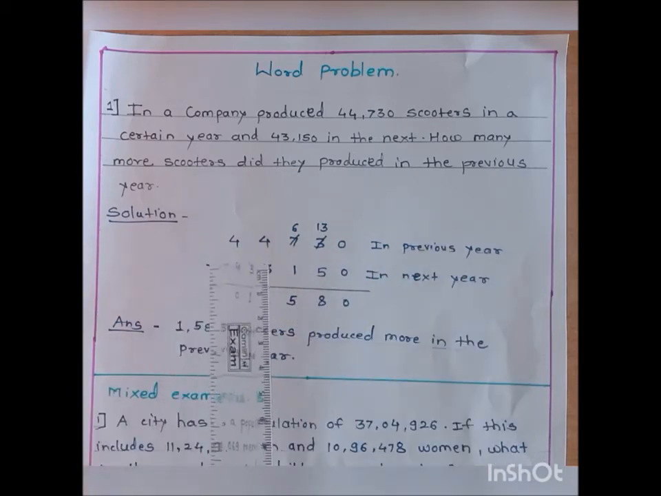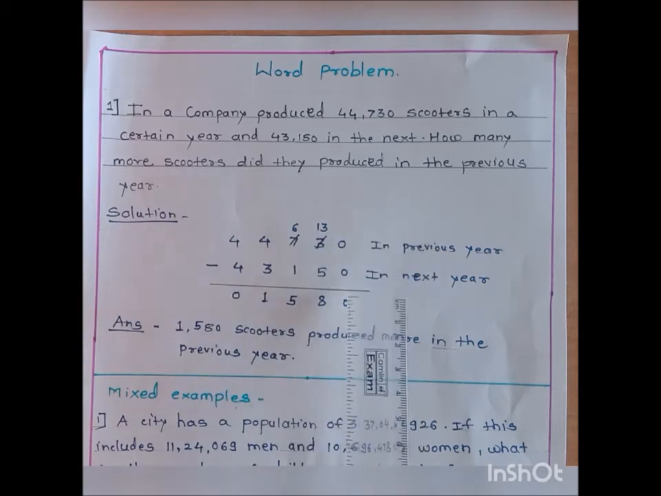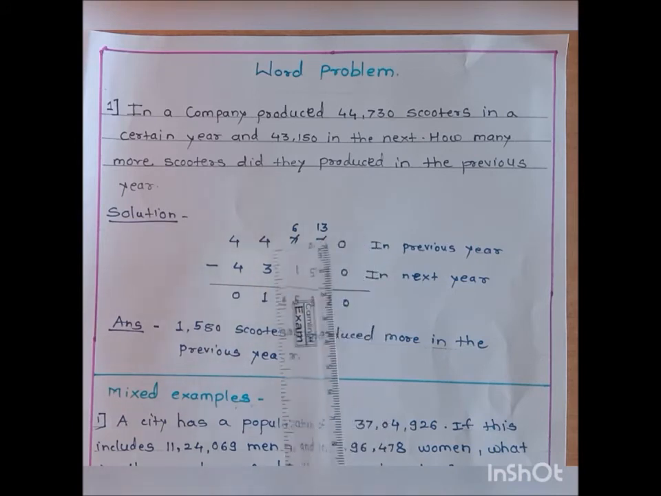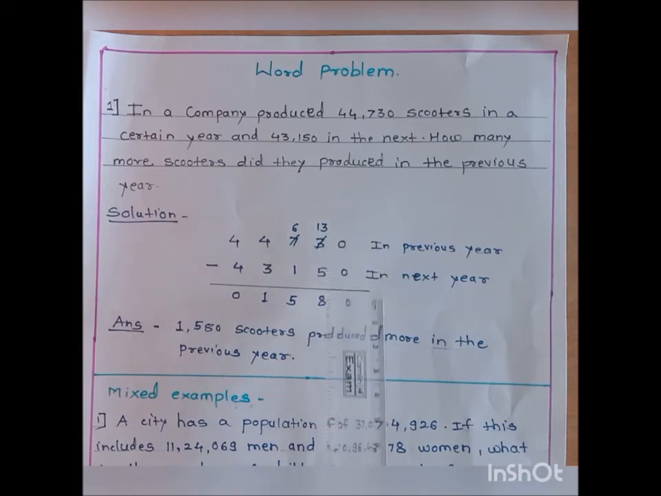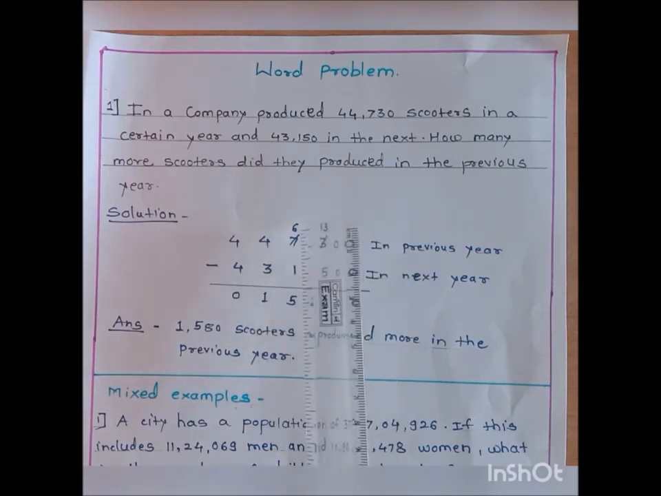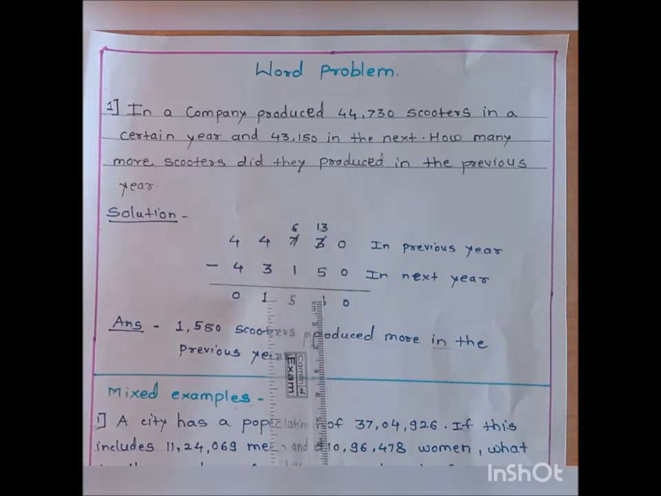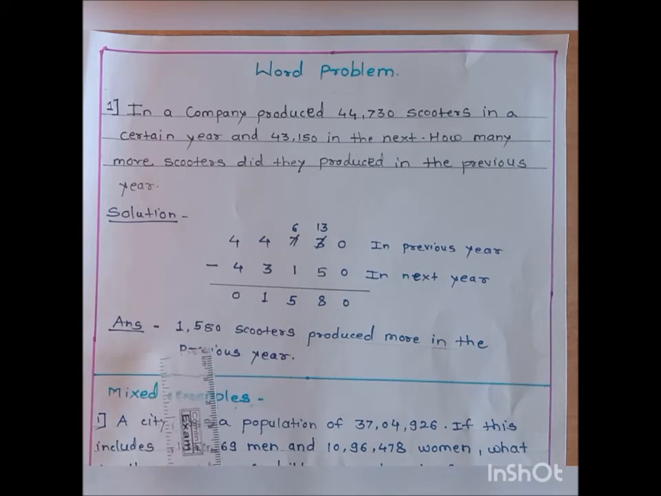Let us subtract these two numbers. 0 minus 0 is equal to 0. 3 minus 5, is it possible? No. Then we have to take a borrow from this place, that is 13. 13 minus 5 is equal to 8. Here 6 minus 1 is equal to 5. 4 minus 3 is equal to 1. 4 minus 4 is equal to 0. We get the answer: 1580 scooters were produced more in the previous year.